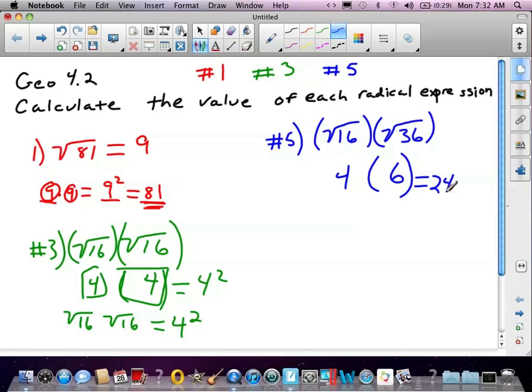So for my final answer, to calculate the value of this radical expression, the square root of 16 times the square root of 36 would be equal to 24. And that's how you would go about calculating the value of radical expressions.